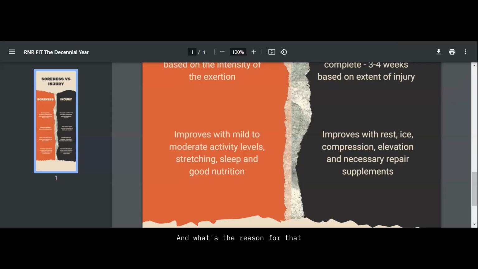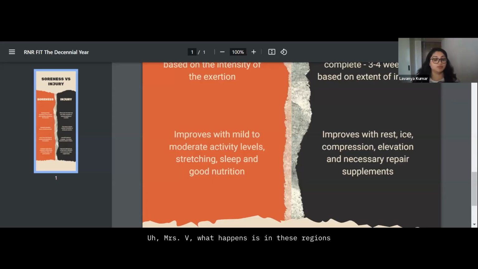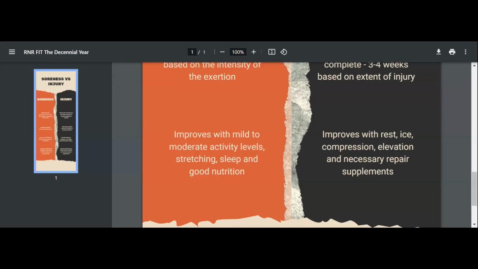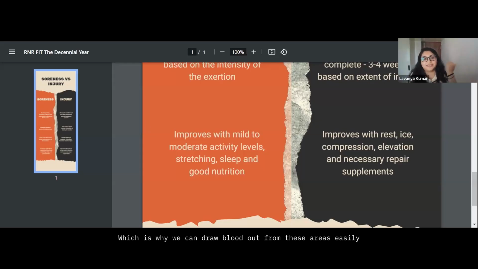And what's the reason for that? What happens is, in these regions, all the arteries and even the nerve structures are present much more superficially. So if you keep massaging in this area, you can reduce your heart rate and the blood pressure also drops. So we don't want to do that. And even behind the knee, the clusters of nerves and blood vessels are much higher and more superficial, so there are higher chances of injury on pressure, which is why we can draw blood from these areas easily.